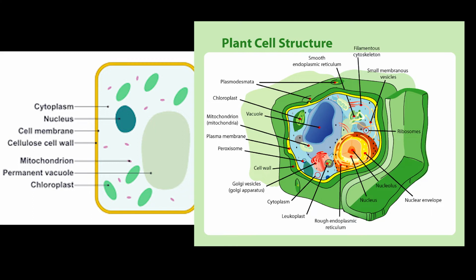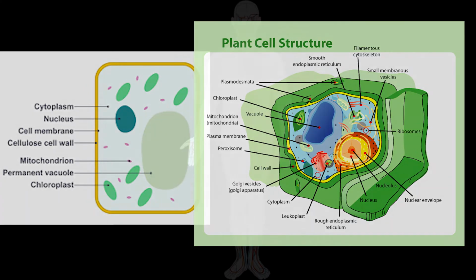Number 5. Nucleus. Consists of DNA and hereditary information that is required for cell division, metabolism, and growth. Number 6. Central vacuole. This regulates the turgor pressure of the cell.